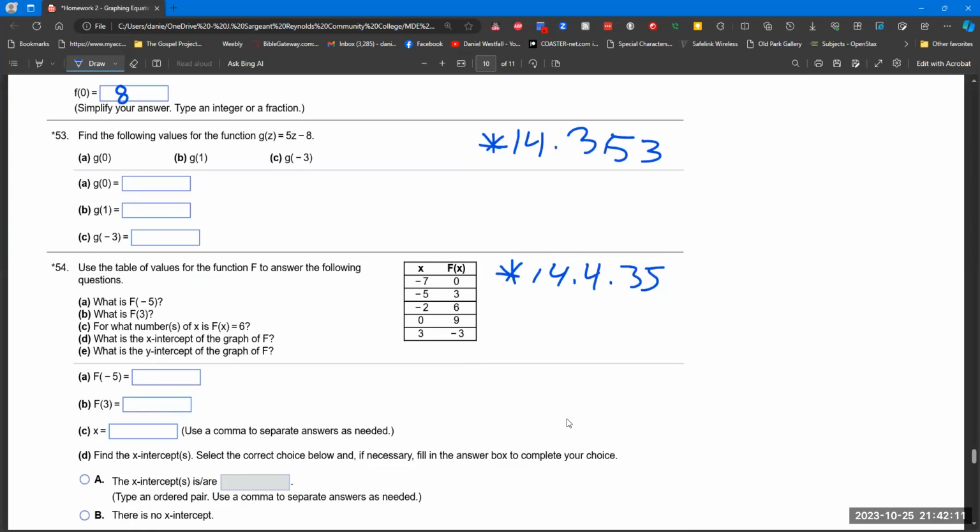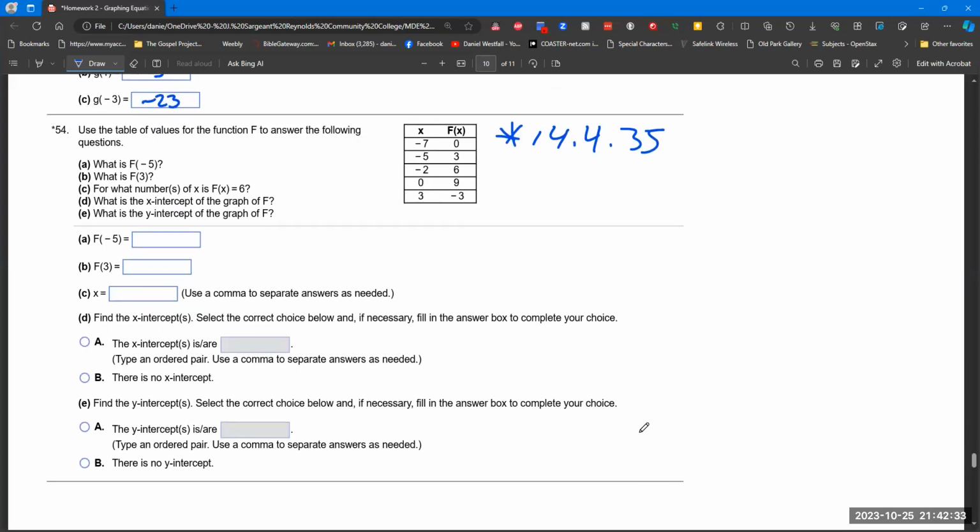Now we have g of z equals 5z minus 8. 5 times 0 is 0. 0 minus 8 is -8. 5 times 1 is 5. 5 minus 8 is -3. 5 times -3 is -15. -15 minus 8 is -23.